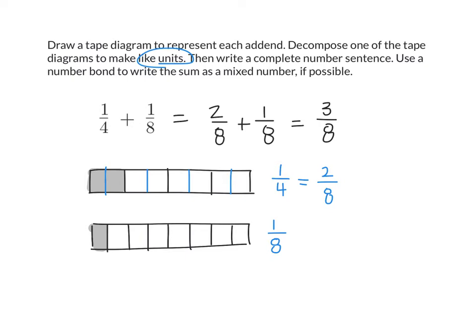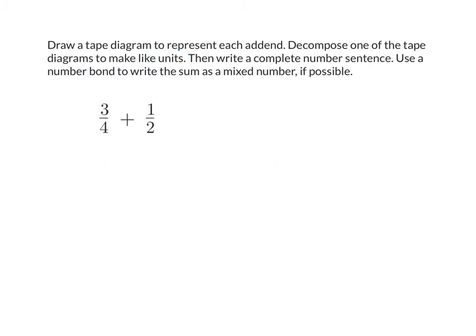Okay? Then it says use a number bond to write the sum as a mixed number if possible. Is it possible to write this sum as a mixed number? No. So we are done with this example. Great. Let's try this one. Same directions. It says draw a tape diagram to represent each addend. So I have 3/4. I'm going to first show 3/4.